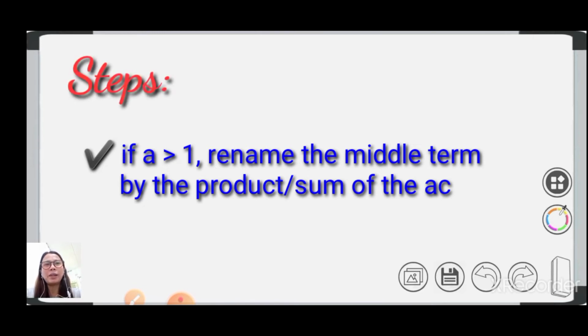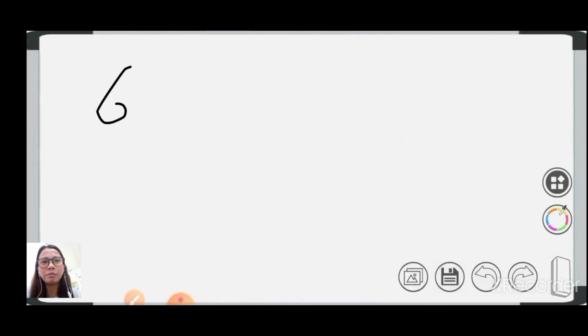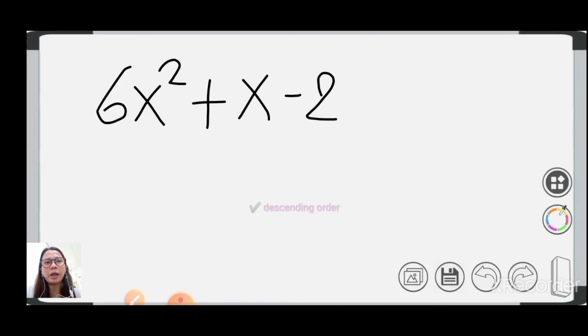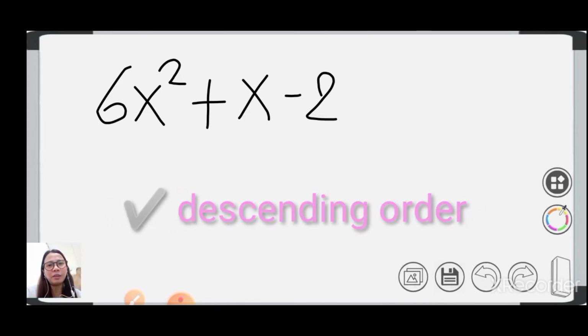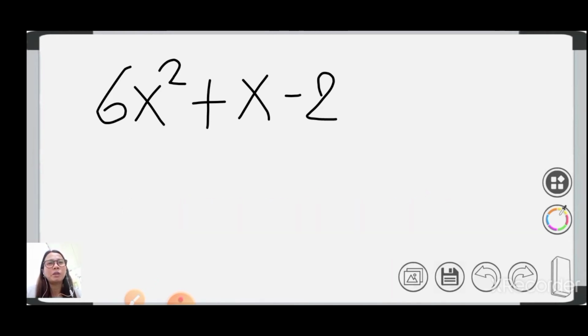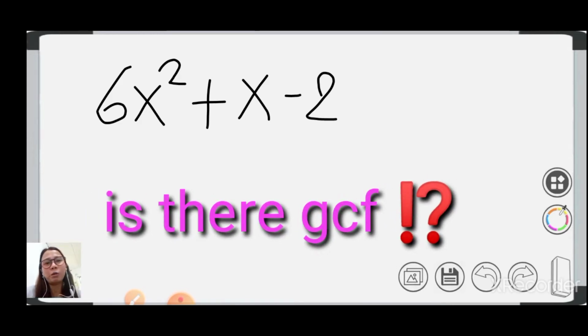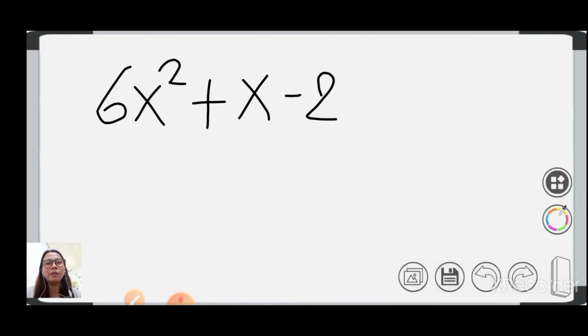So I hope you are ready with this example. Number 1, let's have 6x squared plus x minus 2. As you can see, as we examine the trinomial, it is written in descending order, so it is in standard form. Is there any GCF or greatest common factor? Okay naman. Then a, the numerical coefficient of x squared, is greater than 1. So if that is so, let us proceed to the steps.